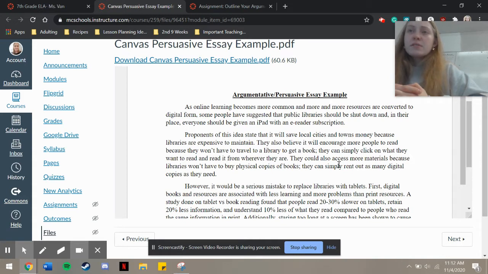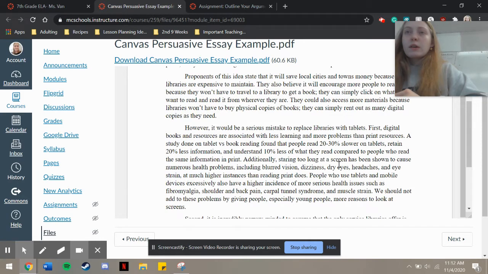It says proponents of this idea state that it will give local cities and towns money because libraries are expensive to maintain. They also believe it will encourage more people to read because they won't have to travel to a library to get a book. They can simply click on what they want to read and read it from wherever they are. They could also access more materials because libraries won't have to buy physical copies of books. They can simply rent out as many digital copies as they need. So here the author has expanded upon how these digital libraries would work. Let's go ahead and see what the author thinks about it, though.